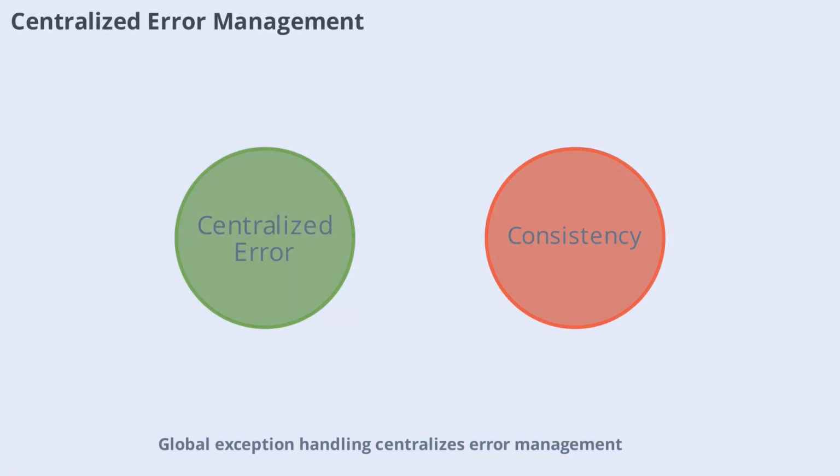Global exception handling centralizes error management, ensuring all controllers follow the same logic. This reduces duplication, improves consistency, and makes it easier to update error handling strategies. Centralization is vital for maintaining large, complex applications.